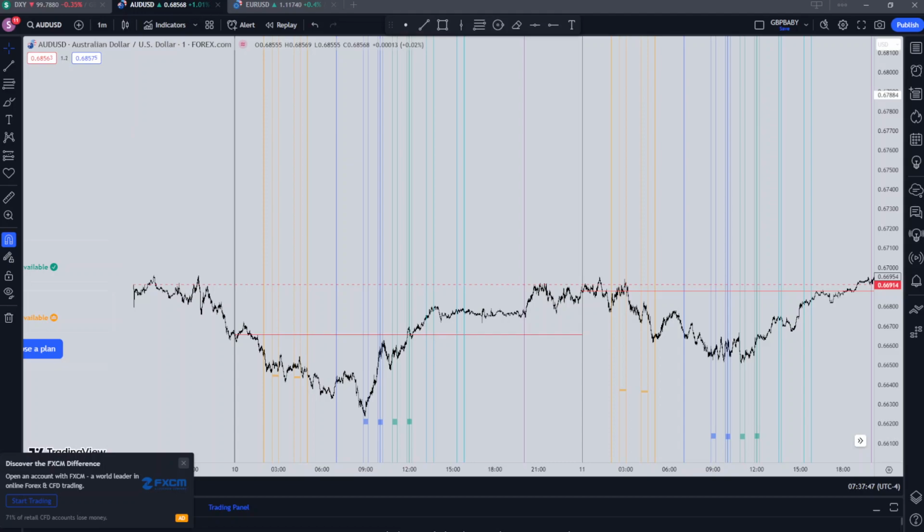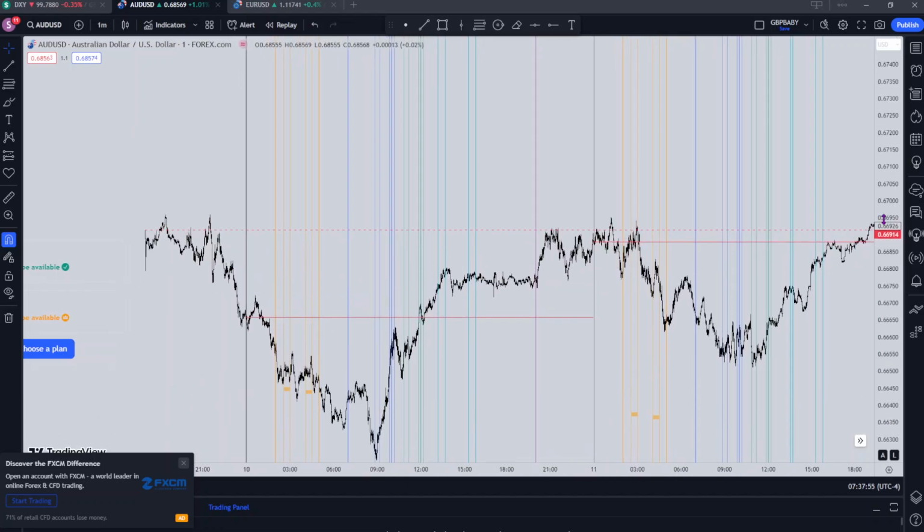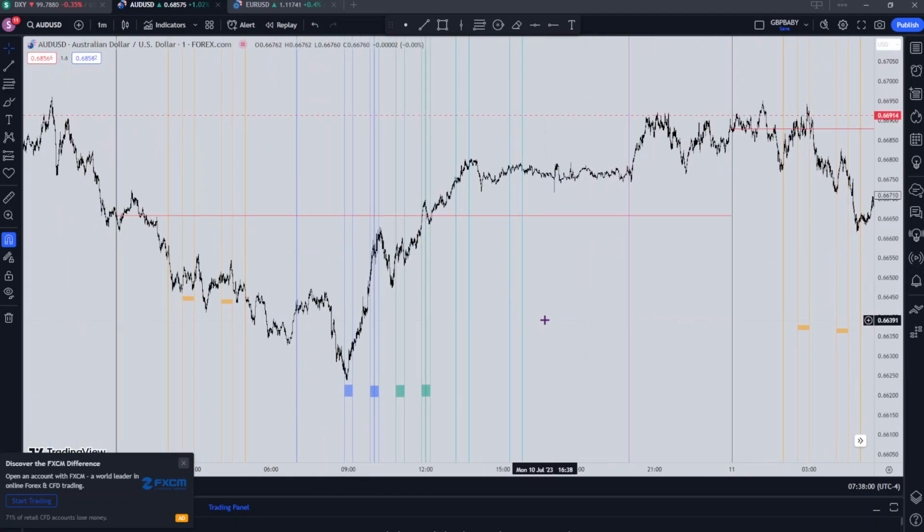Today we're looking at macros and we're going to be using the Aussie dollar. My 1 minute data only goes back so far, so I am limited in the data I have access to. But yeah, we're just going to get straight into things.